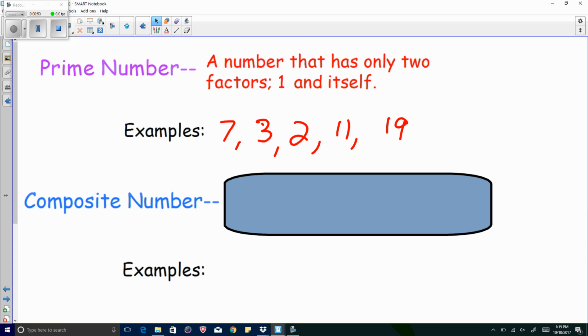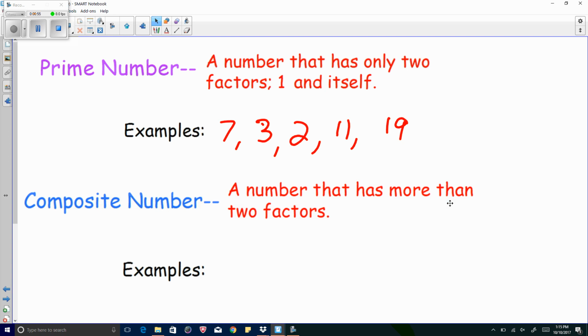A composite number is a number that has more than two factors. So for example, 6. You could do 1 times 6, or 2 times 3. 15: 3 times 5, or 1 times 15. 24 has a lot of factors that go in it. So those are all composite numbers. It's important to point out that the number 1 does not belong in either of these lists.